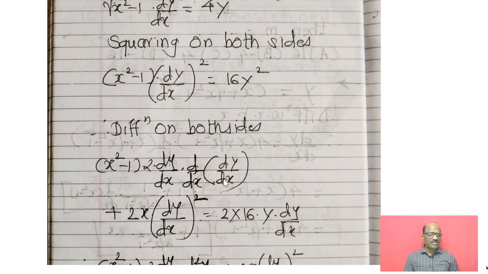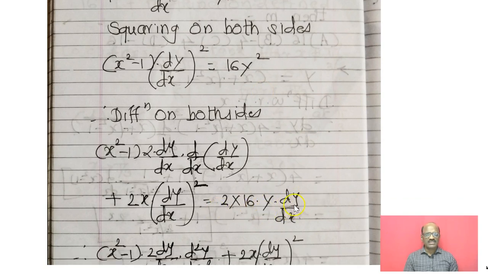Now here we will apply the product rule, that is, keep the first, (dy by dx) bracket square, as it is, and the derivative of x square minus 1, which is 2x. On the right hand side, the derivative of 16y square is 2 into 16 into y. Derivative of y square is 2y into dy by dx, that is 2 into 16 into y into dy by dx.